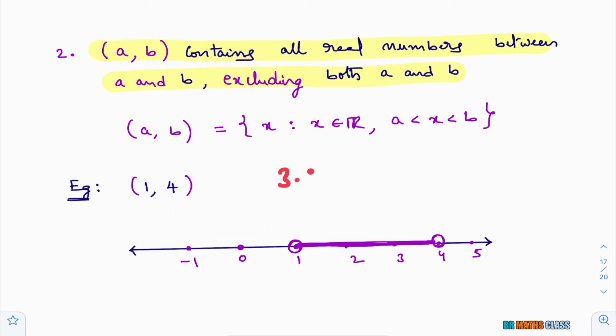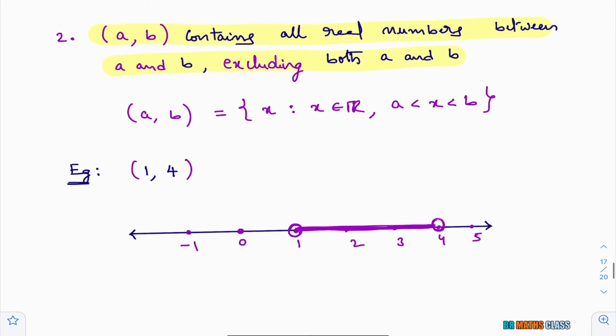Now, 3.99999, is this number there in this interval? Yes, this number is there in this interval, right? Open interval 1 comma 4 contains all real numbers in between 1 and 4, so yes. Now, is 4 there in this interval? No, 4 is not in this interval. I hope you understand this second one.